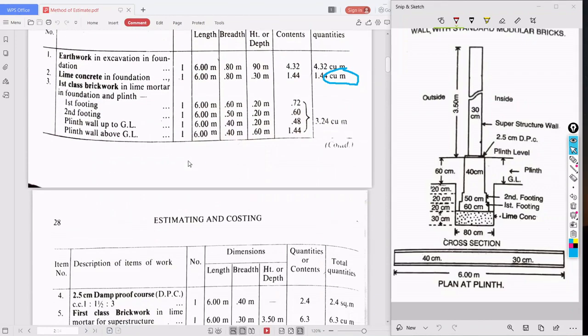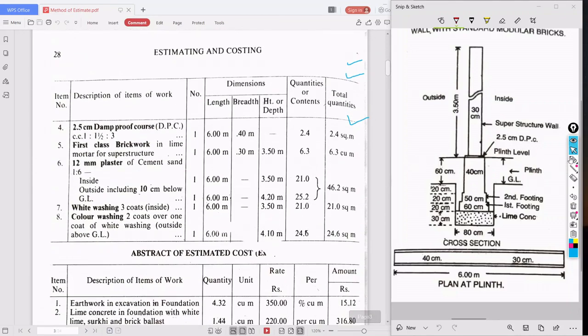So what is the total quantity for earthwork? The total quantity for earthwork is 4.32 cubic meter. Okay. So the lime concrete in foundation is 1.44. First class brickwork in foundation is 3.24. Okay. Then again here, it is 2.44 DPC.